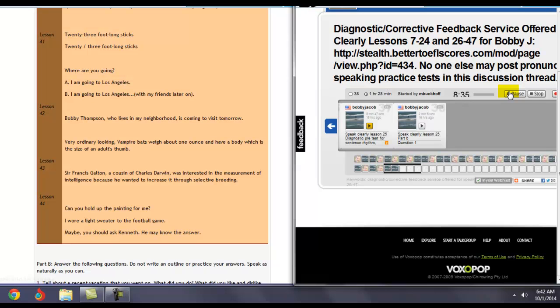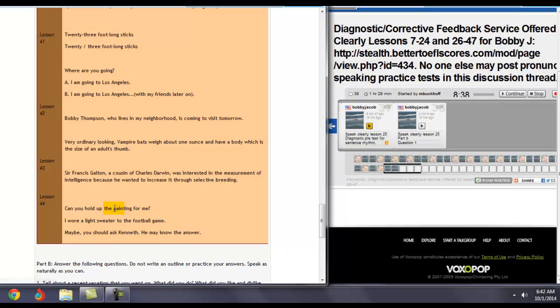Lesson number 44. Can you hold up the painting for me? No, you need to pronounce that P with more air. Not "can you hold up a painting for me," but can you hold up the painting for me? Can you hold up the painting for me?